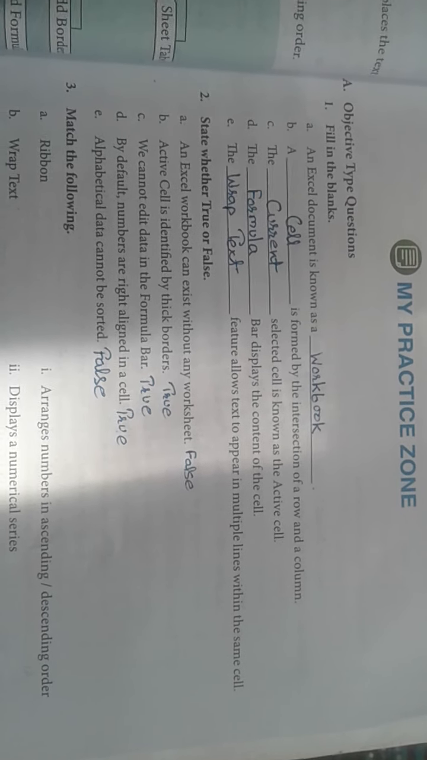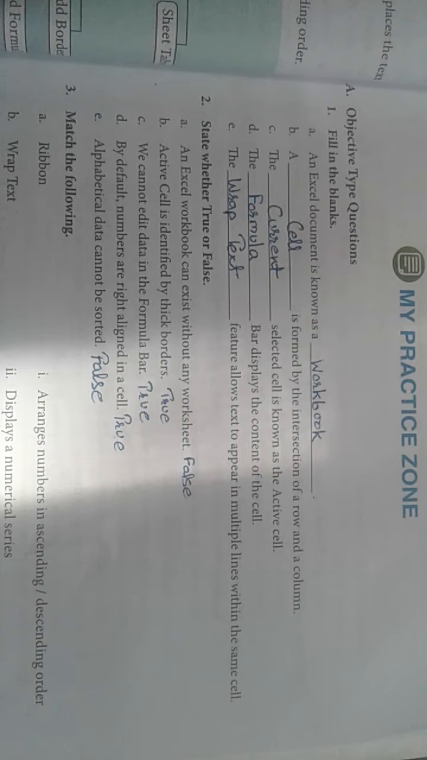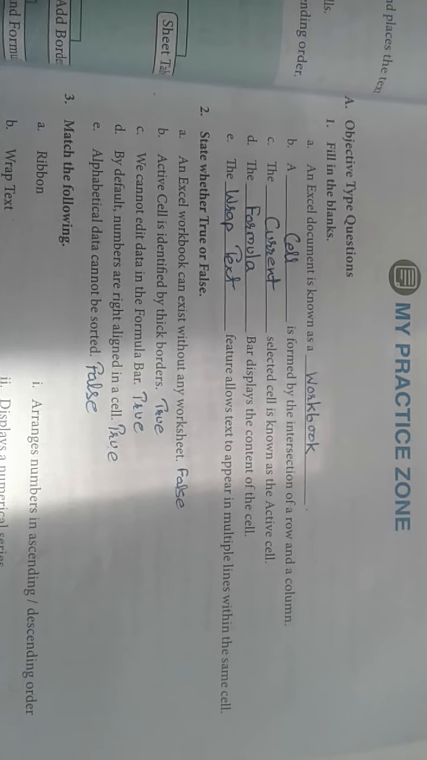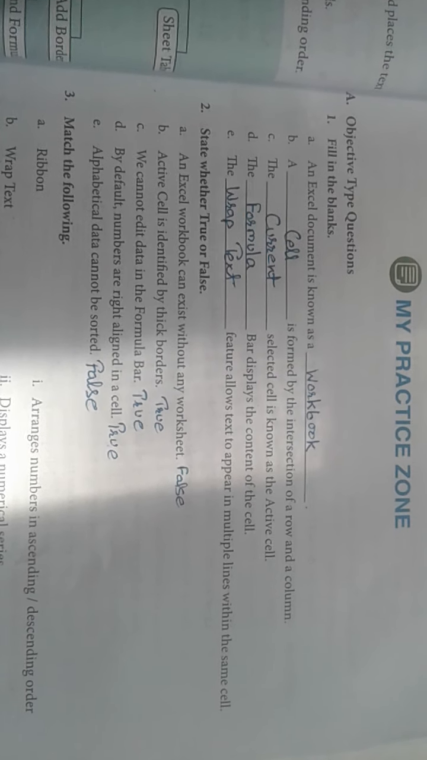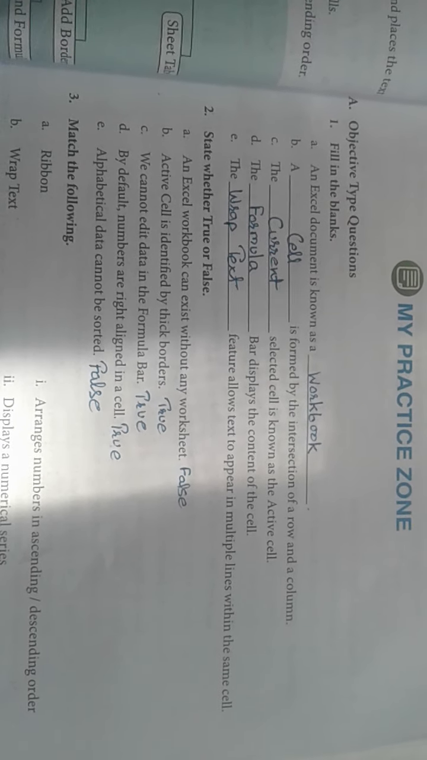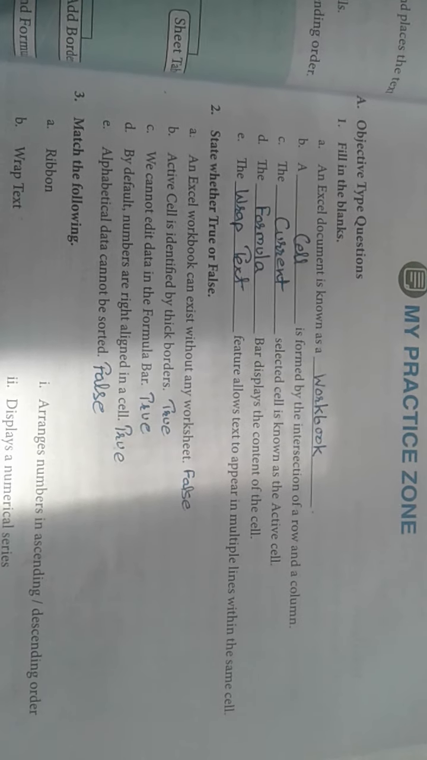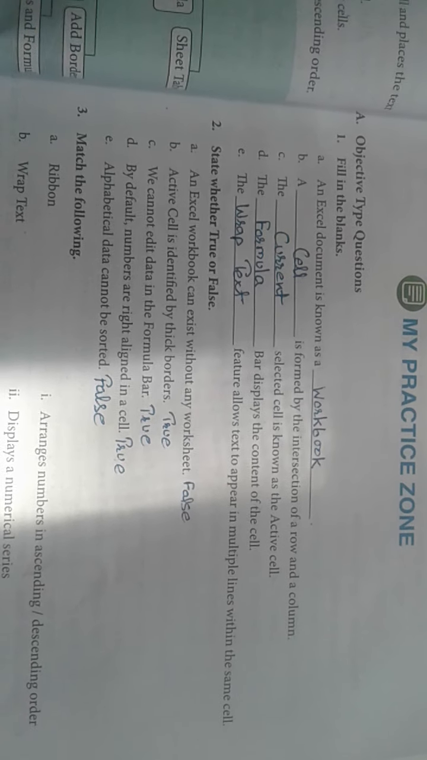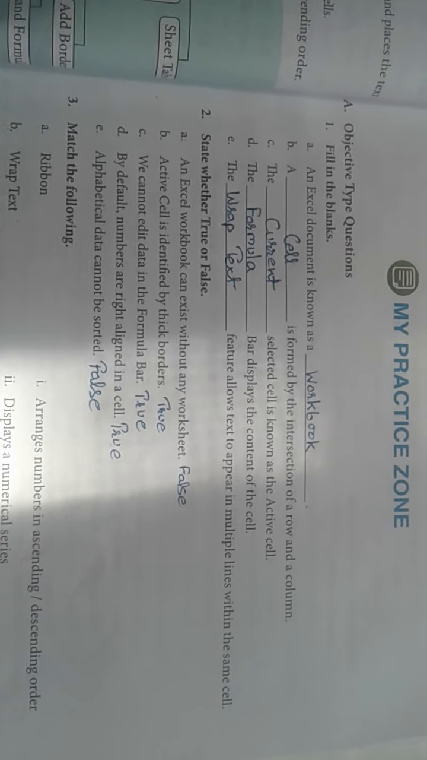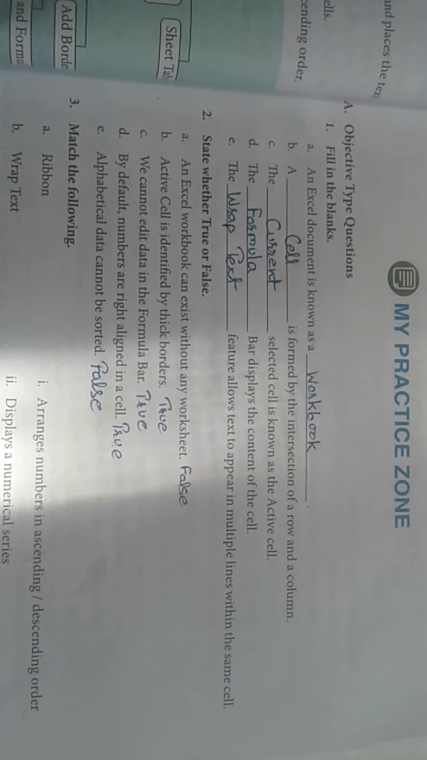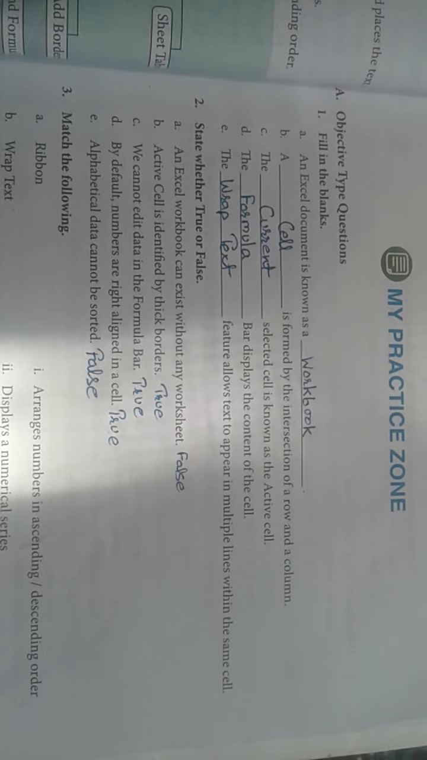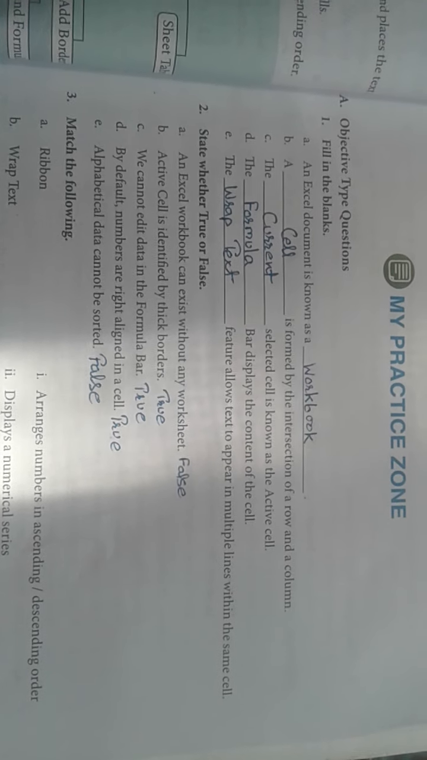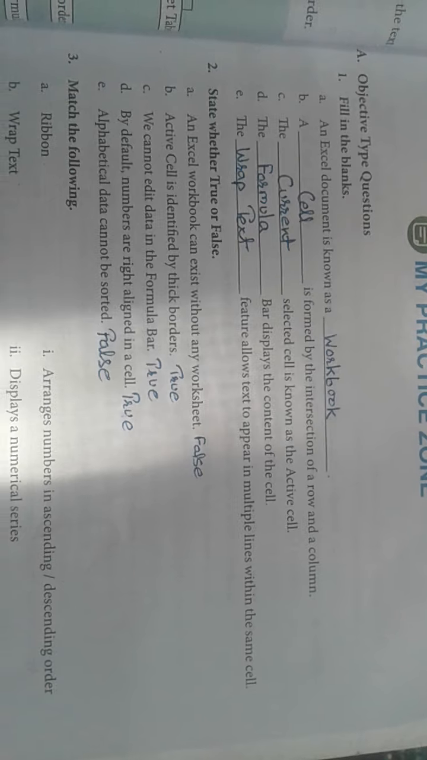Fill in the blanks. The first one: an Excel document is also known as a workbook. The second one: a cell is formed by the intersection of rows and columns. Third one: the currently selected cell is known as the active cell. The formula bar displays the content of the cell. The last one: the wrap text feature allows text to appear in multiple lines within the same cell. So these are the fill in the blanks which you need to note down in your copies.